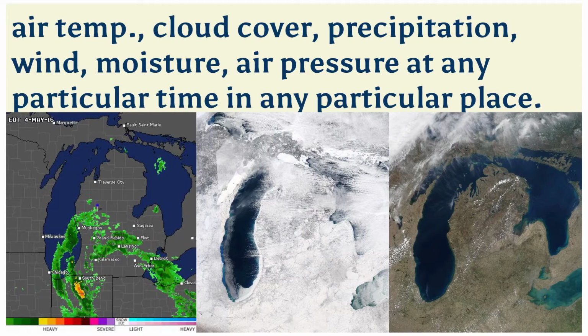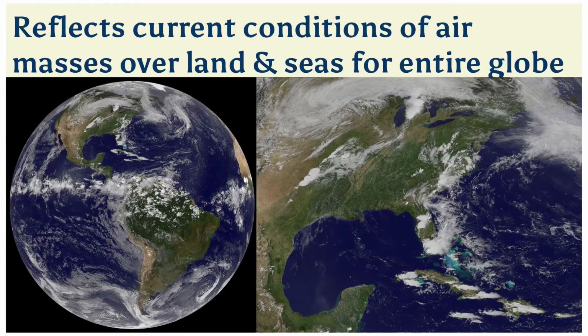All right, first up is weather. Weather is the air temperature, cloud cover, precipitation, wind, moisture content or humidity, and air pressure at a particular time in a particular location. And you can see here some images for our home state of Michigan. It reflects the current conditions of air masses over both the land and sea for our entire globe.